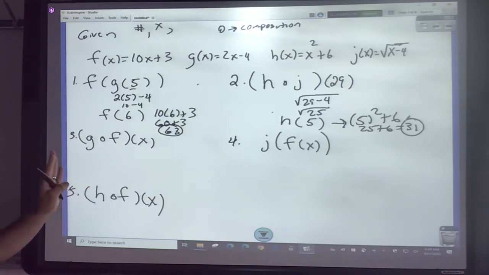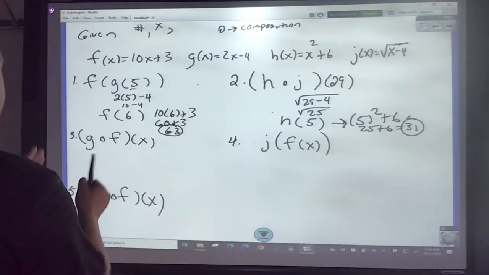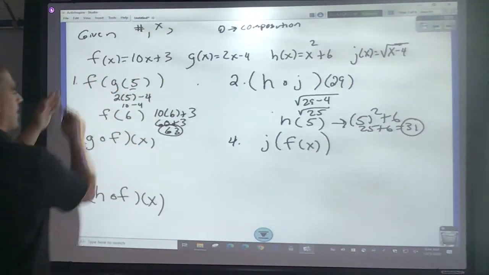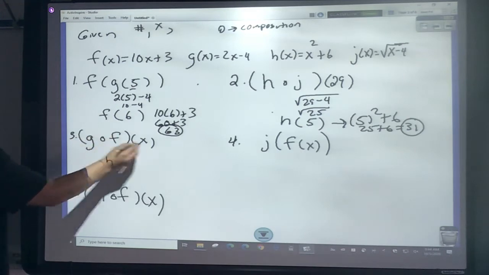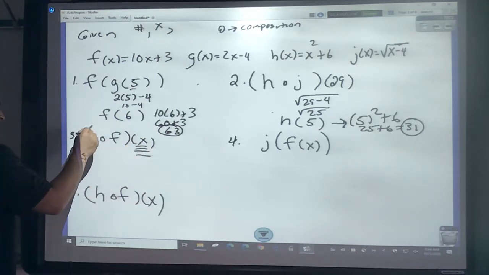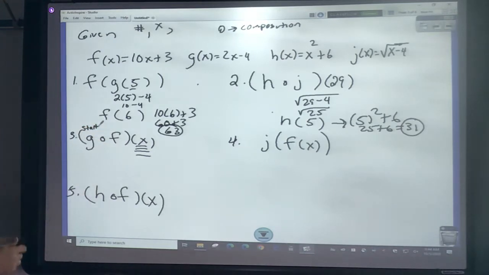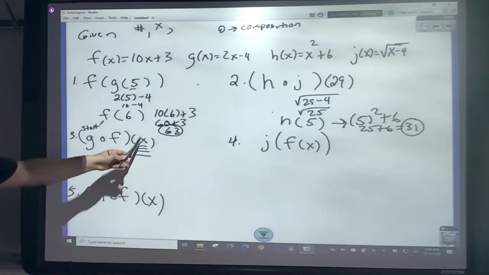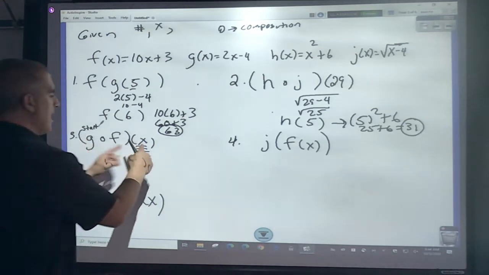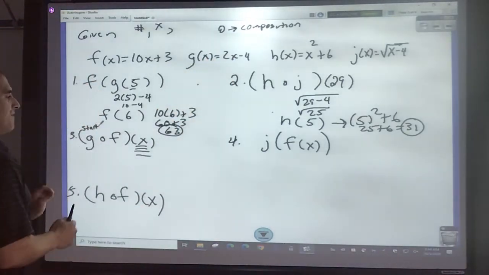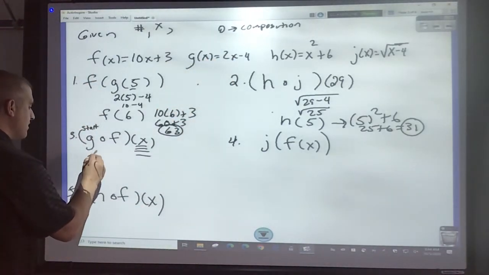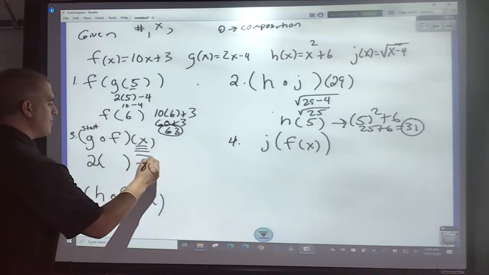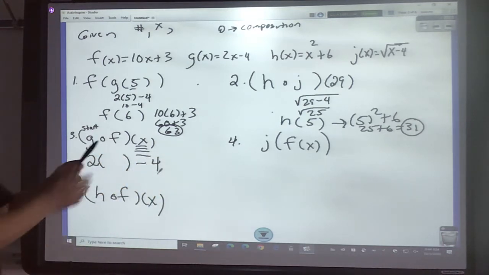Now, when you have a variable at the end, this is a little bit different. You're going to work in a different way. Before, we went this way. Now when you have the letter at the end, this is important: you're going to start with this function. When I have a letter at the end, I'm going to start with this function, and in this case it would be g. For every spot there is an x, I am going to put a parentheses. As you can see, there's an x right there.